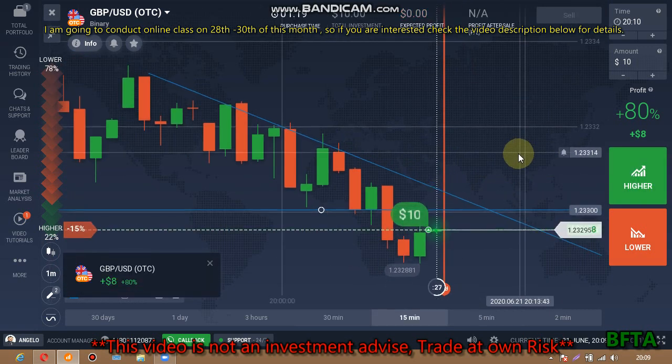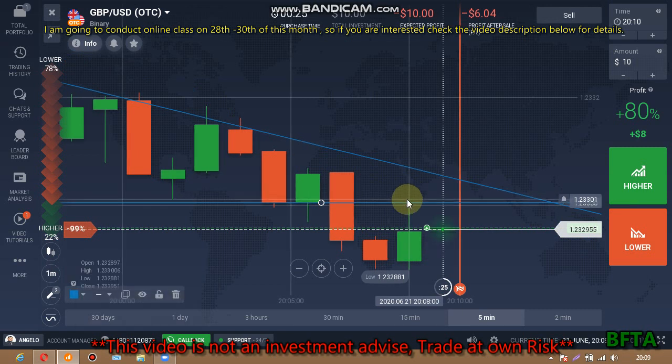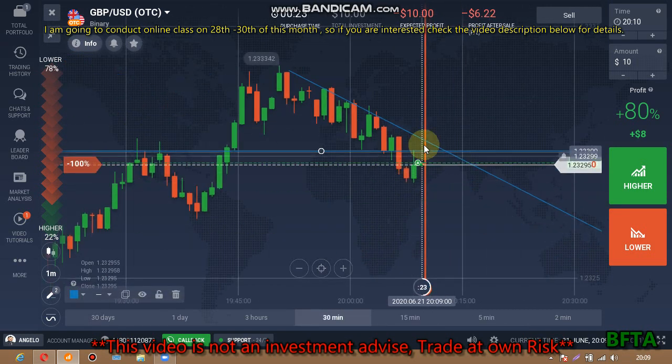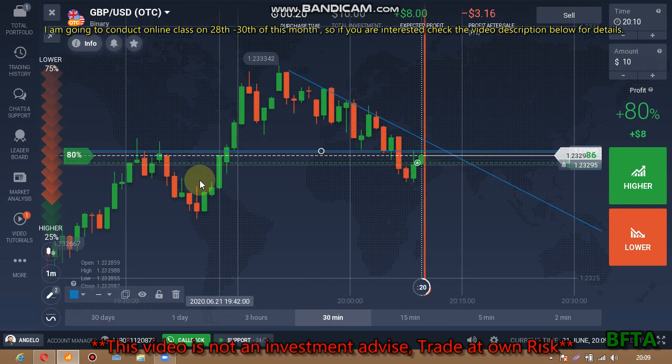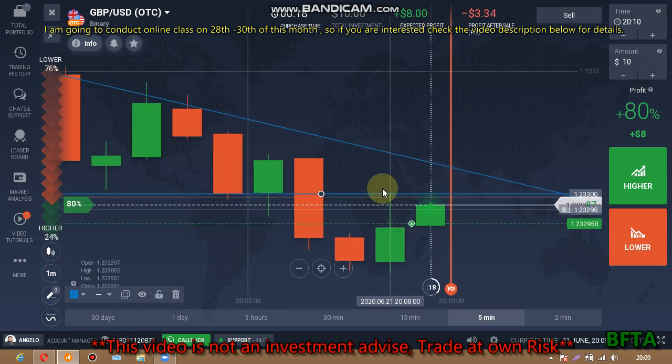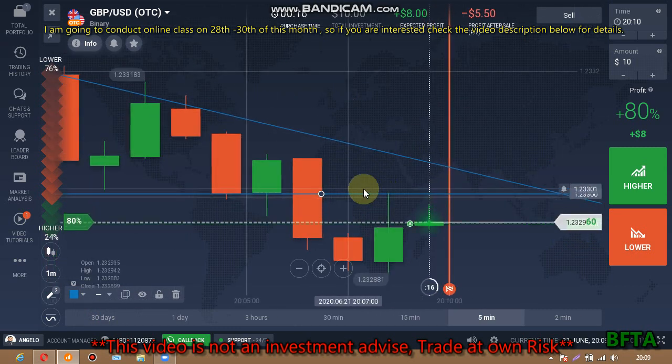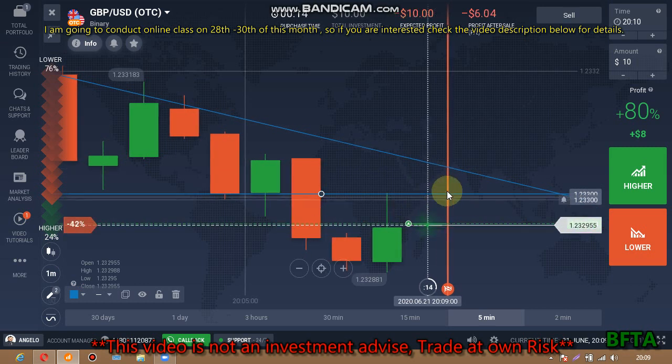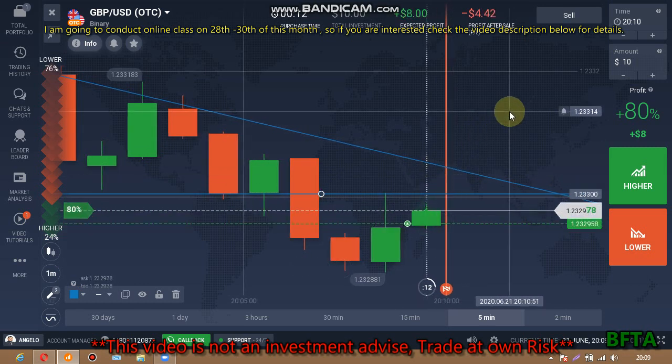I'm going to place a call option. I place a call option because of this new high and the bullish engulfing. The market reversed in the middle of the trend, so there's still a gap to this level, so buyers will enter again on the next candle.